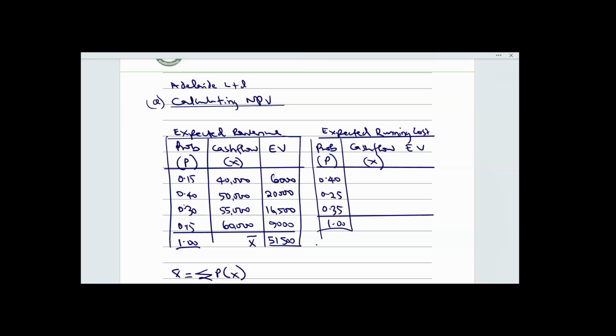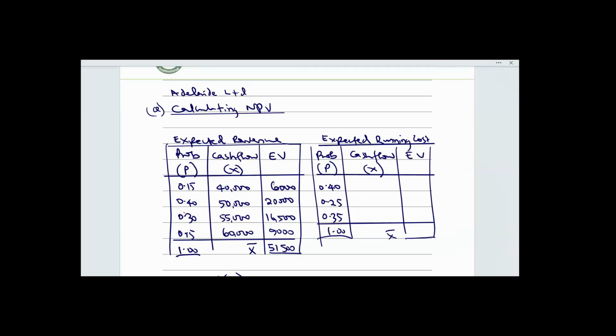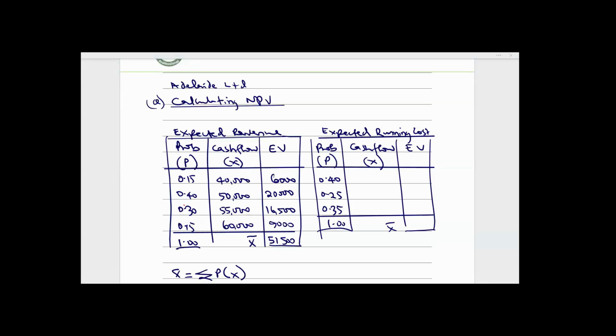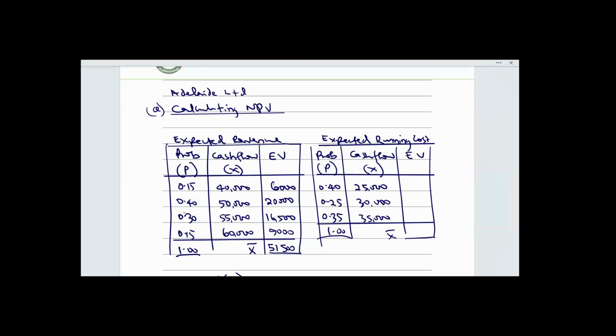This must be equal to 1. Expected running cost. So the running cost for the first probability: 25,000, 30,000, 35,000. To now get the expected revenue, you multiply probability with the cash flow.